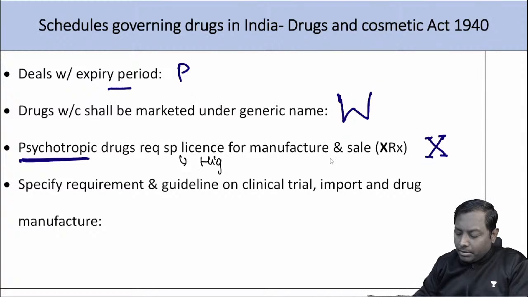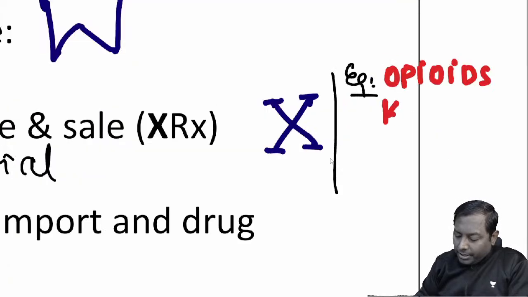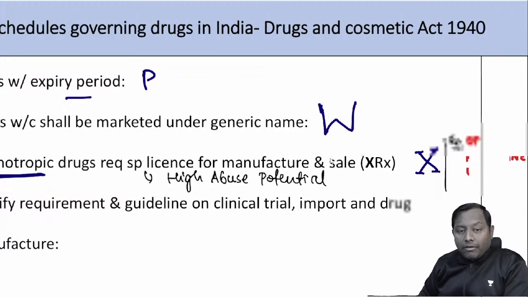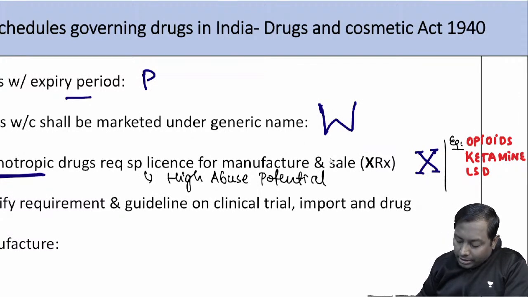Can you give me some example of Schedule X drug? Schedule X का कुछ example बता दीजिए, which has been asked already in the previous examination, like your opioids. We have ketamine, LSD, those who have high abuse potential, and you cannot directly go and buy. Even if you're a doctor, you cannot simply go and procure this drug. Okay, specify the requirement and guideline on clinical trial. So whenever it comes to clinical trial, do remember you should always think about Schedule Y.